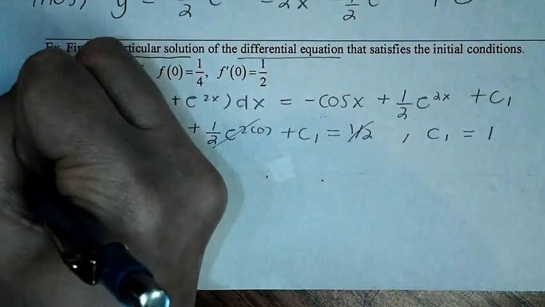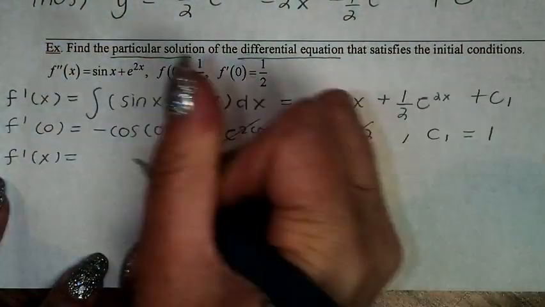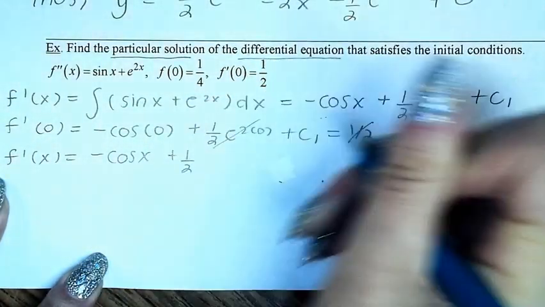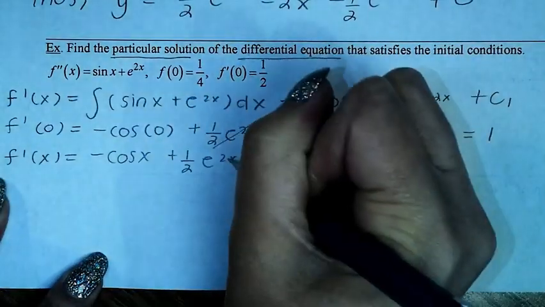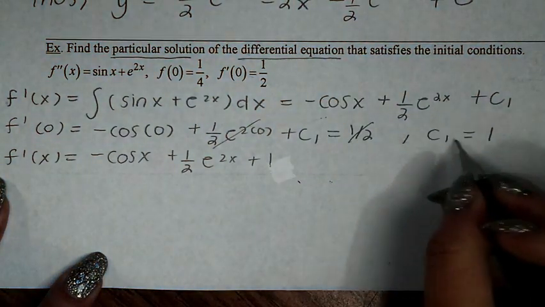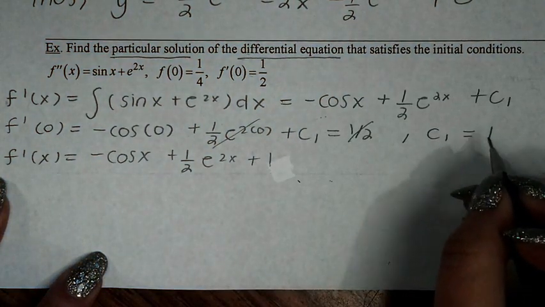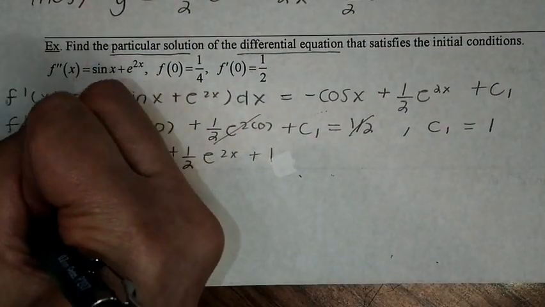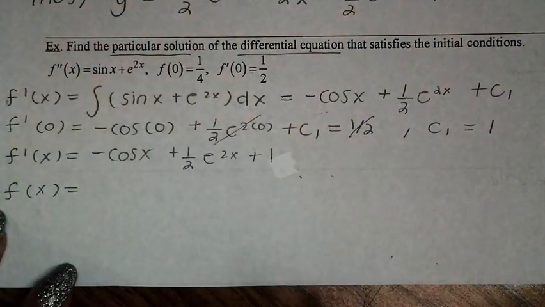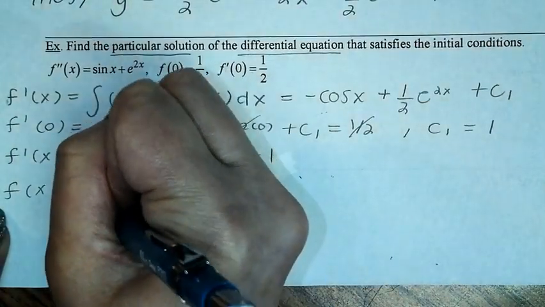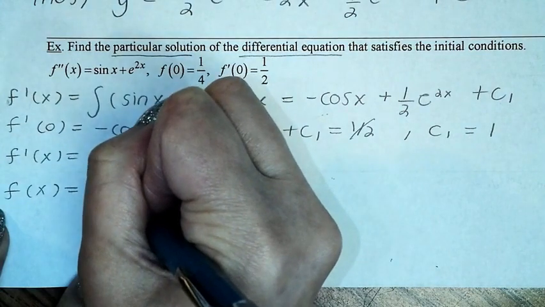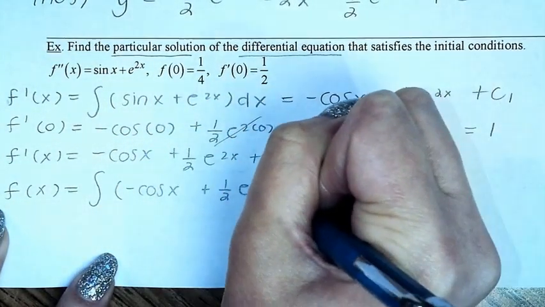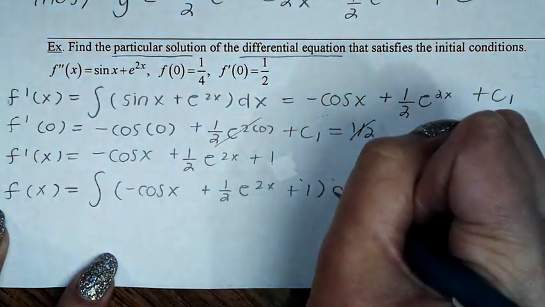Therefore, I know that my first derivative is going to be equal to negative cosine x plus 1/2 e to the 2x plus 1. So I have almost my expression, but now I have the c. Now I can start thinking about the original f. The original f is going to be the integral of f prime, which in this case is the integral of negative cosine x plus 1/2 e to the 2x plus 1, close it, dx.